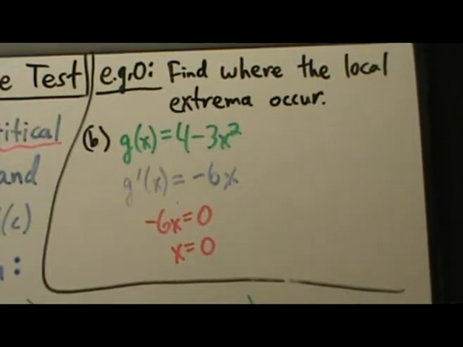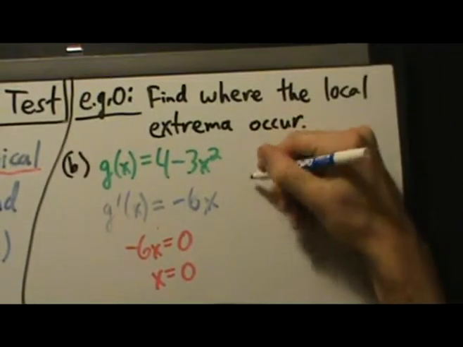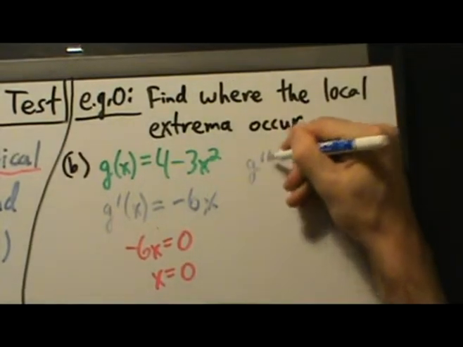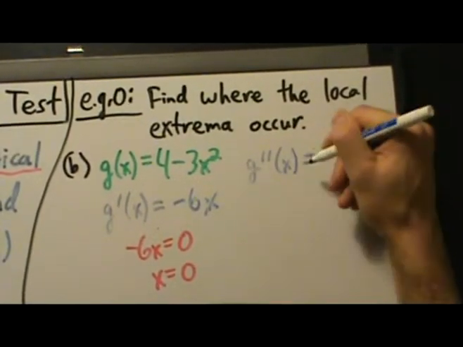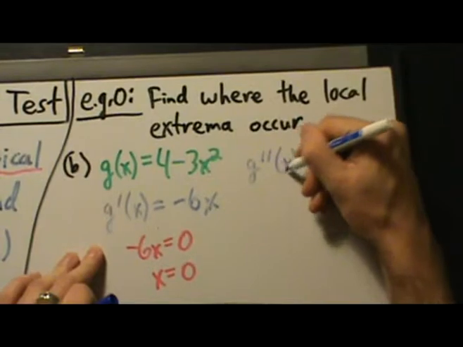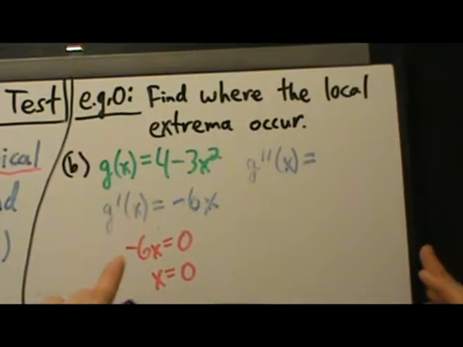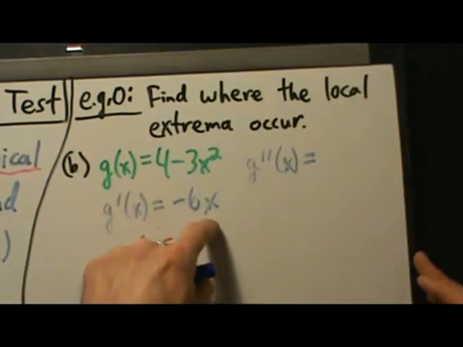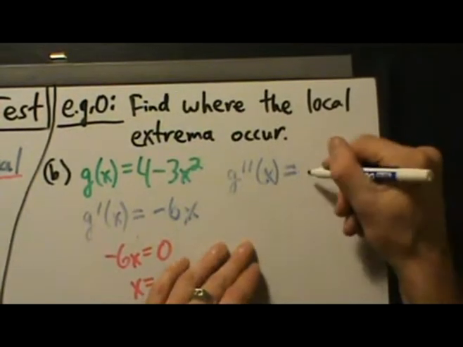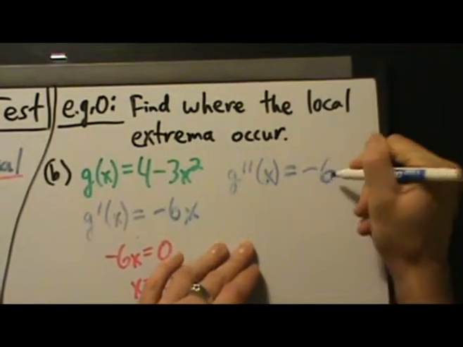So far, it's all the same as the first derivative test. But what's different now is we're going to take the second derivative. So what's g double prime? G double prime of x equals, well, the second derivative is just the derivative of the first derivative. So negative 6x, the derivative of that is negative 6.